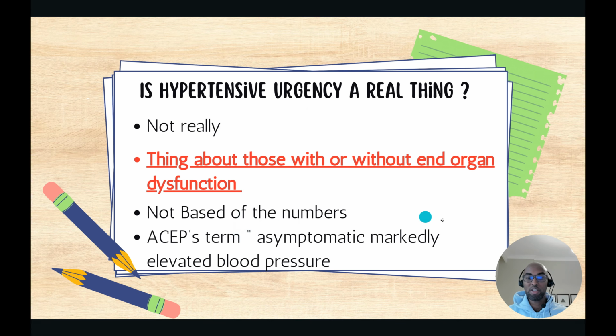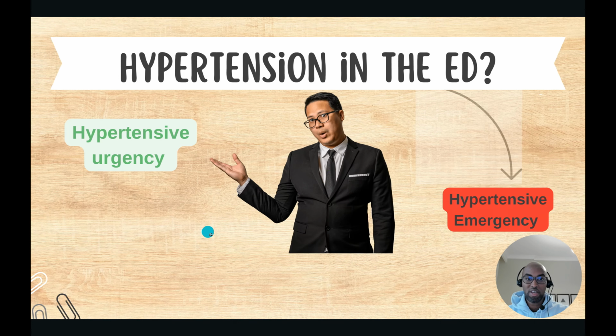Okay, so let's move to the next step, which is treating the patient with hypertension in the ED. It will be either a hypertensive emergency or hypertensive urgency. So what's the definition of hypertensive emergency? High blood pressure of more than 180 over 120 plus end organ damage.